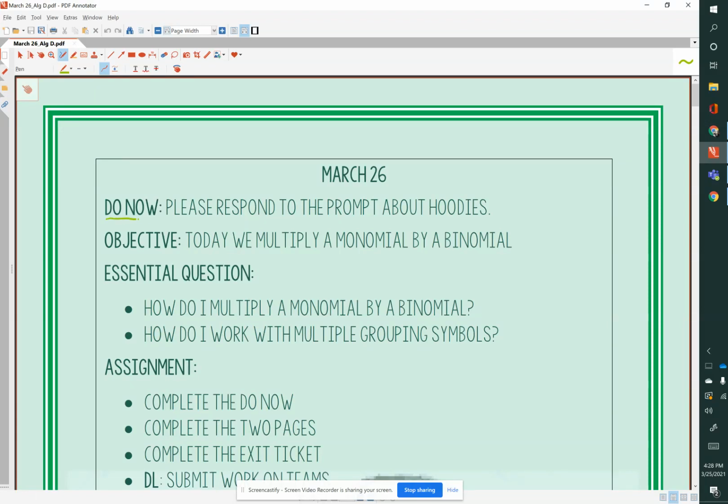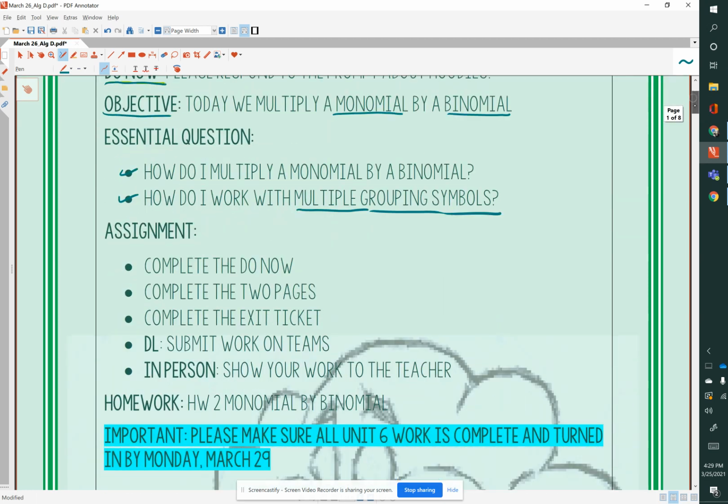We're going to start with a do now today about hoodies. I think you'll find that kind of interesting and spark some conversation. And our objective today will be to multiply a monomial by a binomial. So one term, two terms. Essential questions we ask are how do we multiply a monomial by a binomial? And how do I work with multiple grouping symbols? We're going to get some good practice today with that.